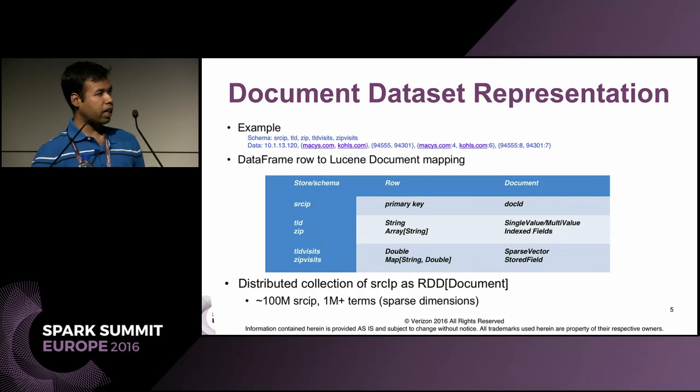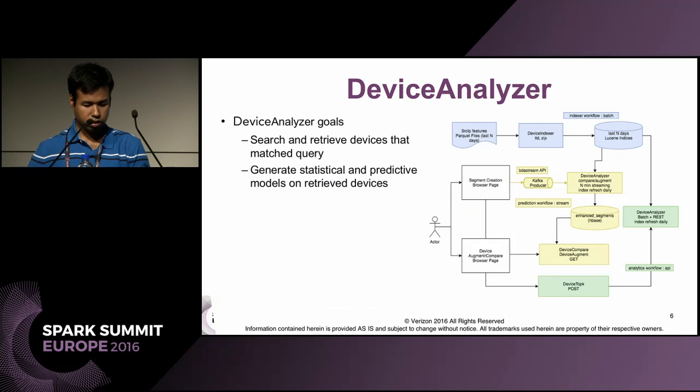Now the distributed collection of the source IPs, the devices in our world, becomes an RDD of documents, and these documents are Lucene documents. So you can see how we mapped from a row-based representation to the column-based representation that Lucene has through the document. In our experiments, as I will go through next, we have scaled to 100M source IPs and 1 million plus terms, which are the sparse dimensions. So this has been scaled to those numbers.